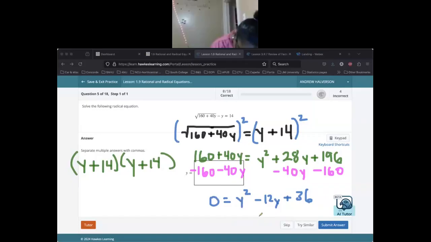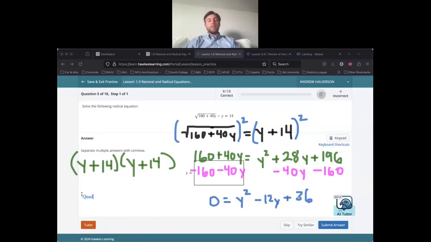We can distribute or no? Not distribute. Distribute means you have parentheses. Remember, distribute means you're trying to get rid of parentheses. We don't have parentheses. So what's the method here? This is a trinomial, and remember, this is a quadratic equation. How do I know it's a quadratic equation? What's the giveaway? The square over the y. The square over the y tells you it's a quadratic equation.